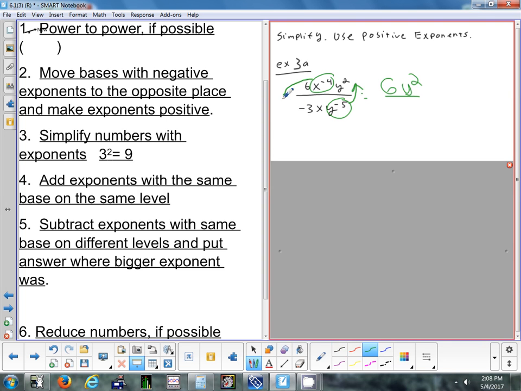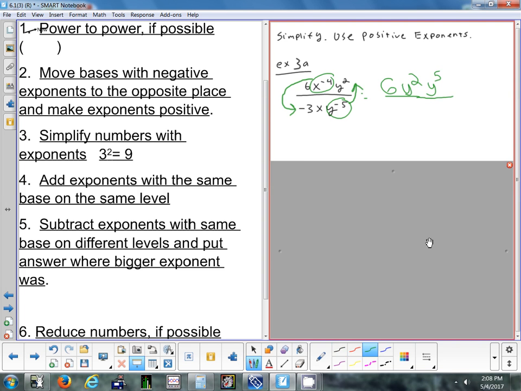Y to the negative 5. Where's that going to go? On the bottom? It's going to stay on the bottom or go on the top? It's going to go on the top, right? So we want to make the exponent positive. What am I going to write? Y to the 5th, right? When I move, that's the whole reason for moving it, right? Because I want to make the exponent positive. Good.